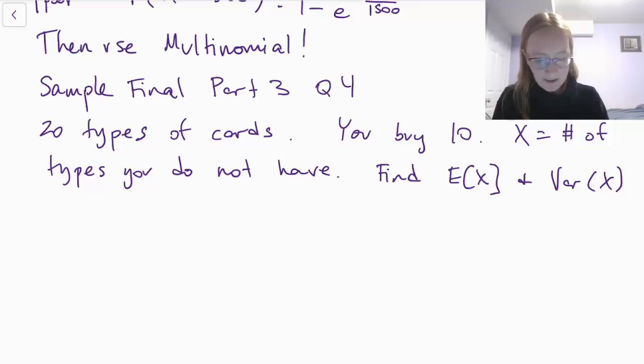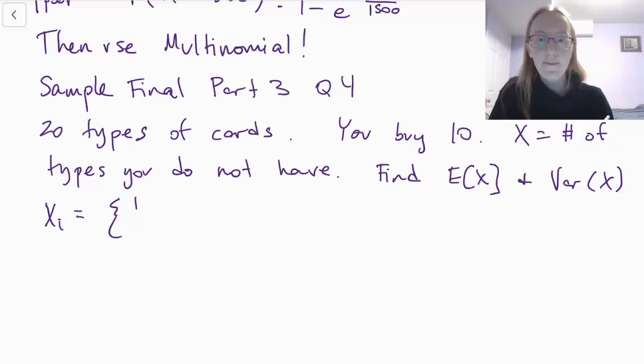But let's go for this question. So we're going to start off by defining xi to be 1 if you still do not have card type i.